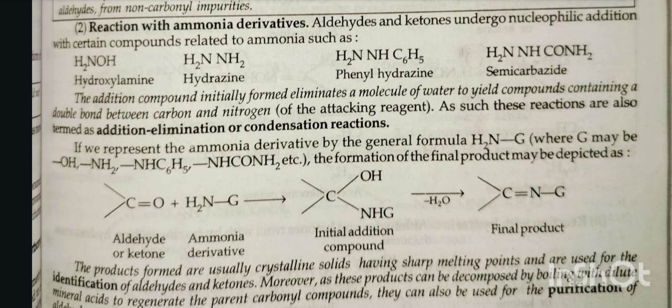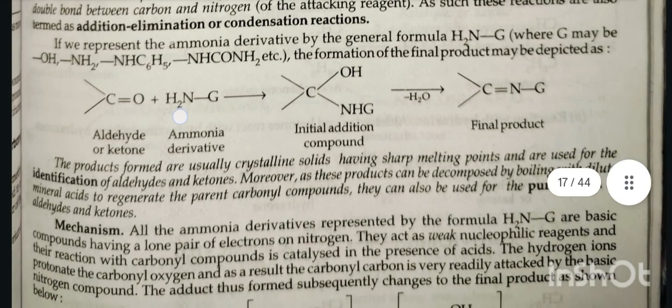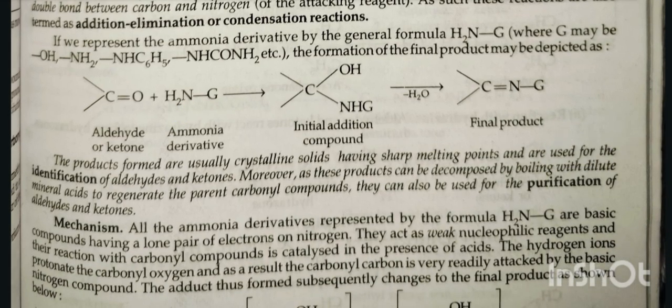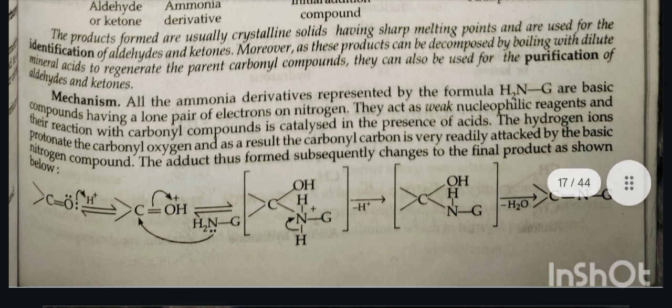If we represent the ammonia derivative by the general formula H2NG, where G may be OH, NH2, NHC6H5 or NHCONH2, etc., the formation of the final product may be depicted as: aldehyde or ketone plus ammonia derivative gives an initial addition compound, which then loses H2O to give the final product. The products formed are usually crystalline solids having sharp melting points and are used for the identification of aldehydes and ketones. Moreover, as these products can be decomposed by boiling with dilute mineral acid to regenerate the parent carbonyl compound, they can also be used for the purification of aldehydes and ketones.